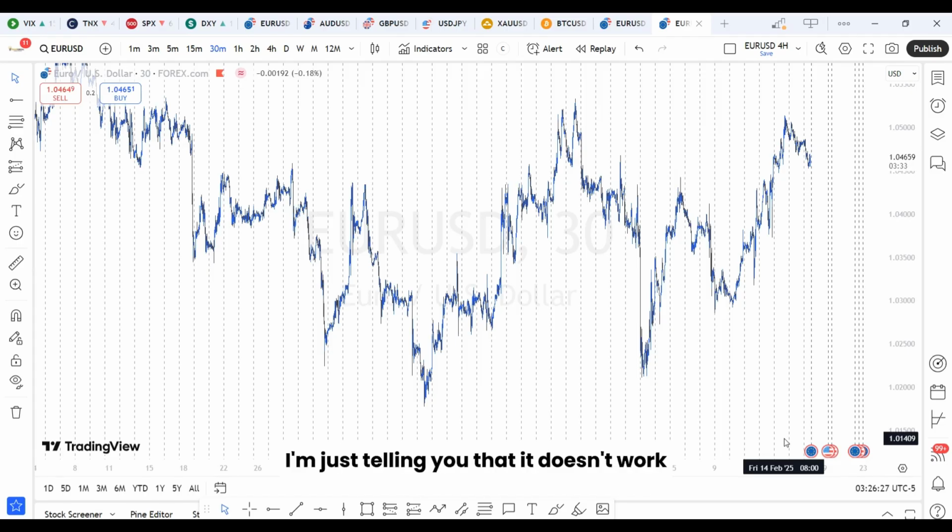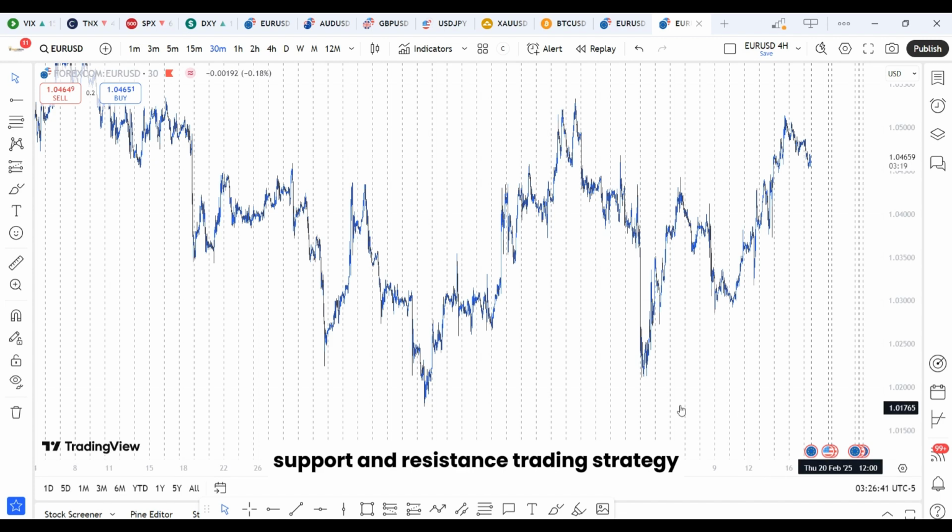That's just the simple truth. I'm not telling you that it doesn't work. It has its own win rate, but to me it gives a lower risk to reward trade than the basic trend line trading strategy and the trend line breakout strategy. That is why I don't trade the support and resistance trading strategy.